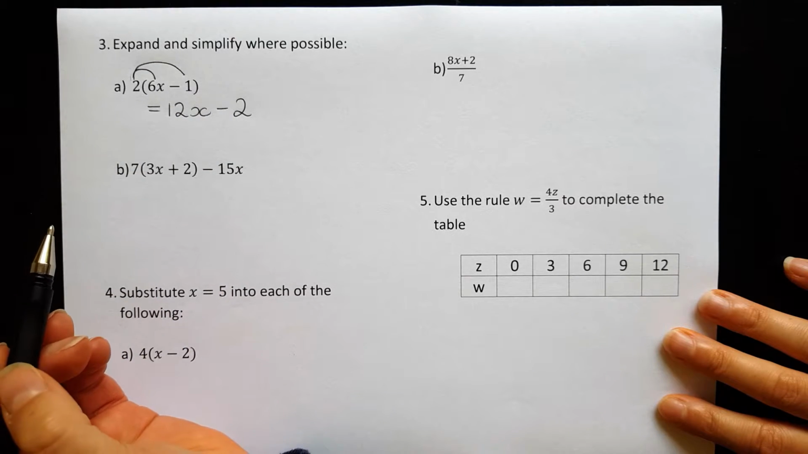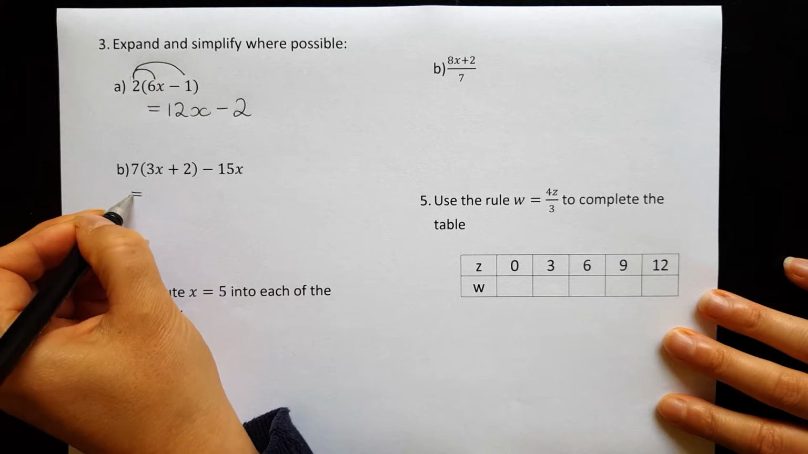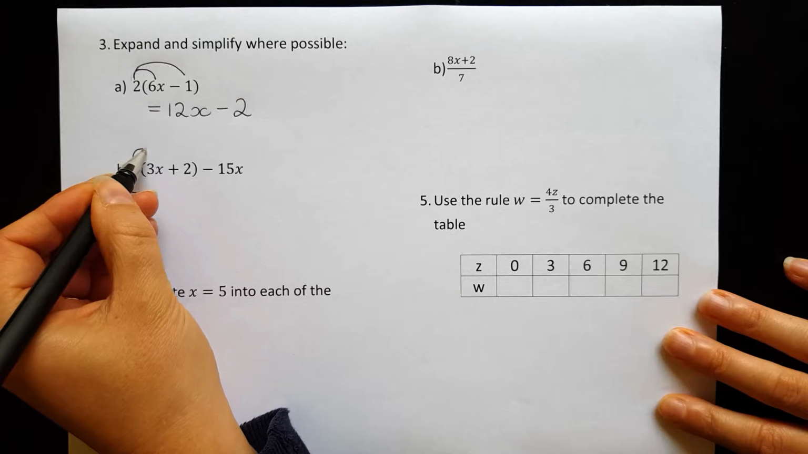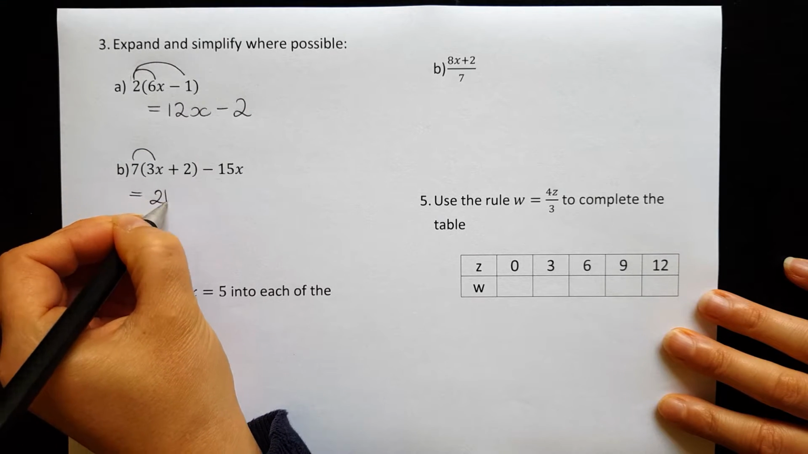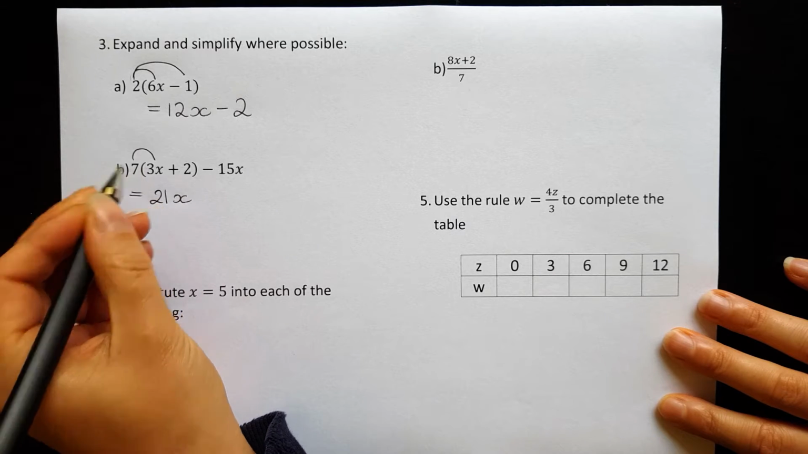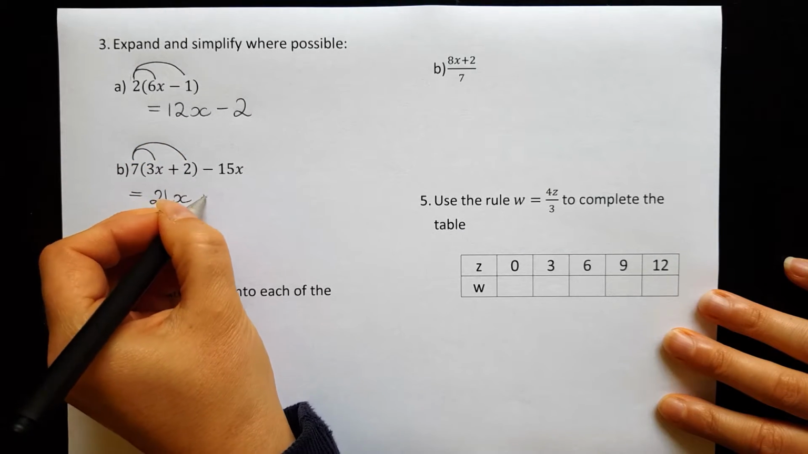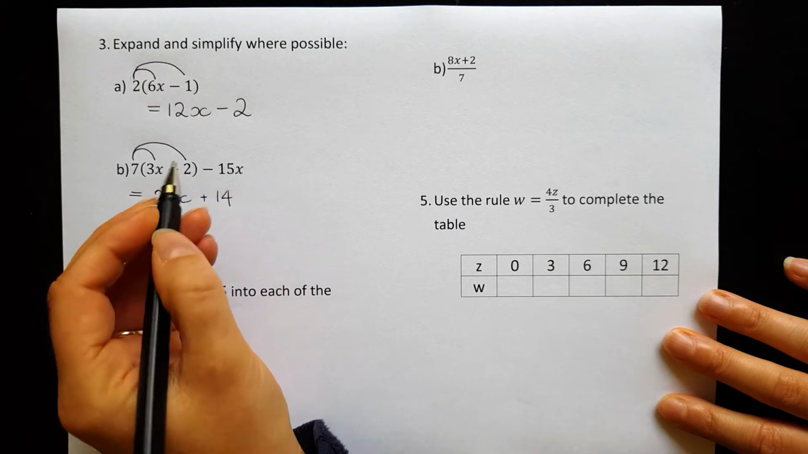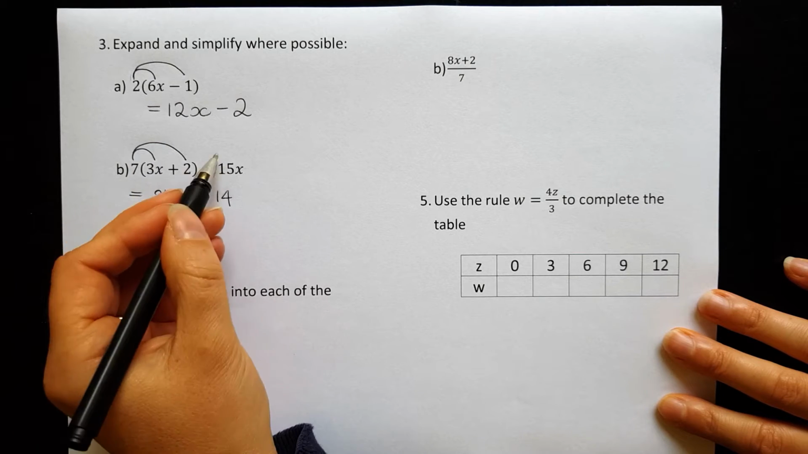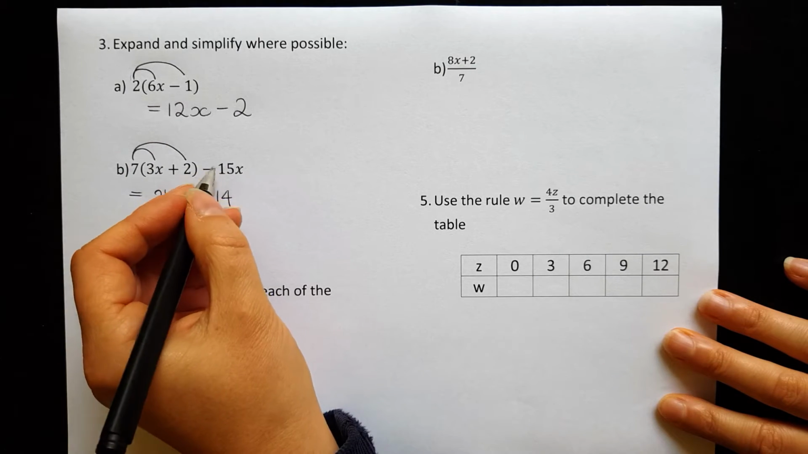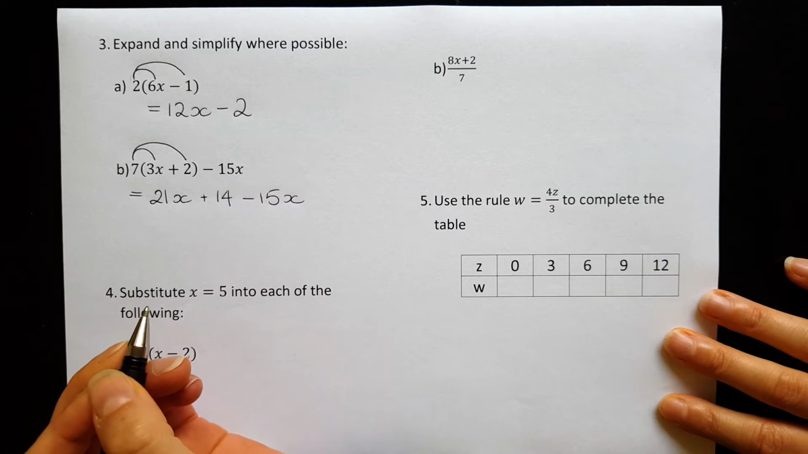So let's move on to the next question. Expanding the bracket, we need to multiply the 7 by 3x. 7 times 3 is 21. X sits after. And then we do 7 times 2, which is 14. Now this is actually outside of the bracket, so we don't need to multiply it with that bracket there. We just need to write it here at the end, so minus 15x.